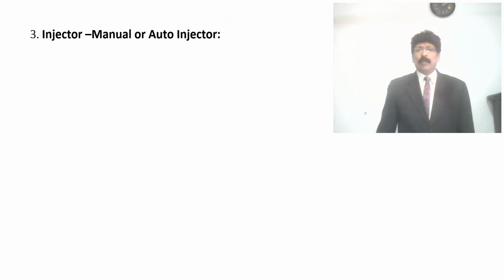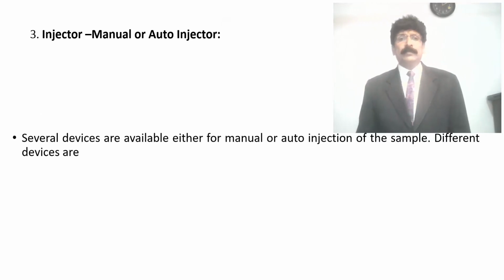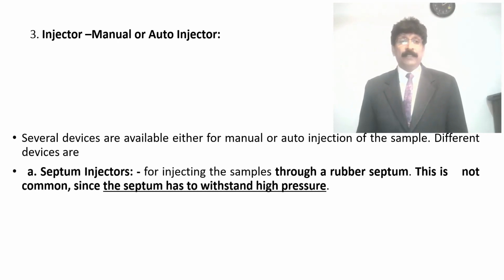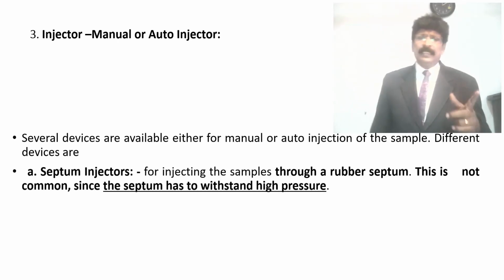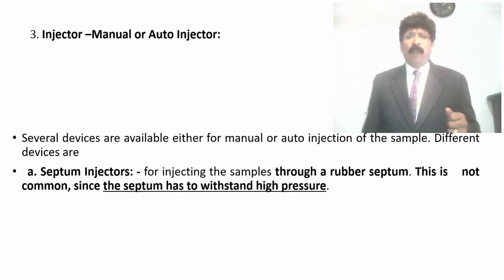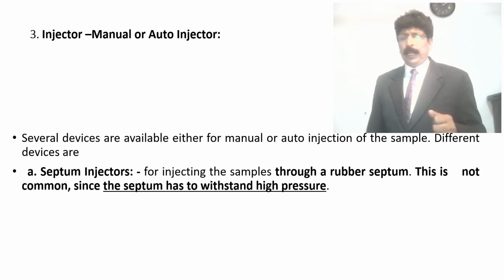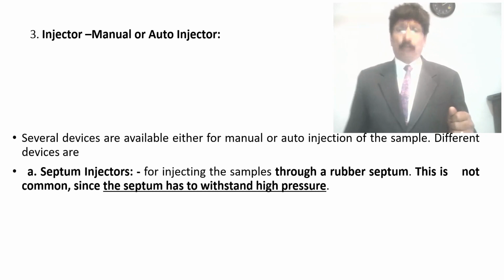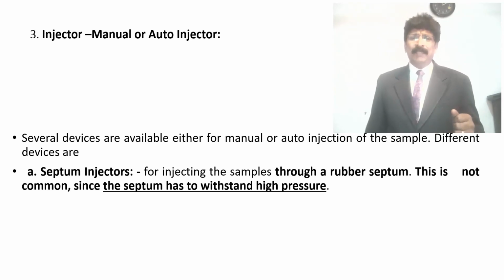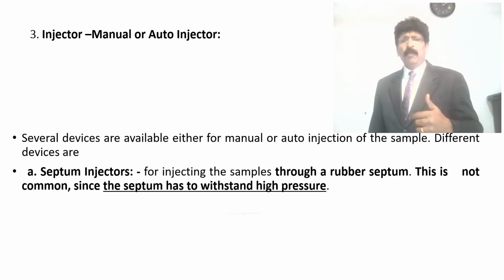Injector now. Manual injector and auto injector. Several devices are available, either manual or auto injectors, for injecting the samples into the HPLC. Different devices are there. Septum injector: directly injecting by needle, injecting the sample through a rubber septum. This is not common since the septum has to withstand the high pressure and may come out also.